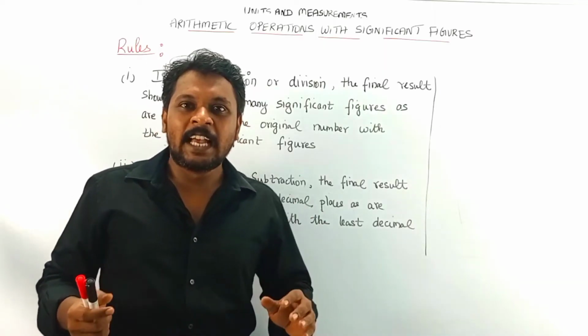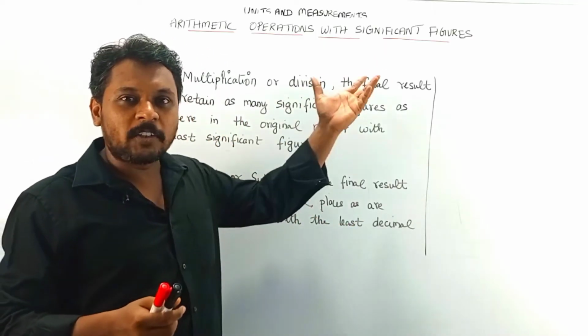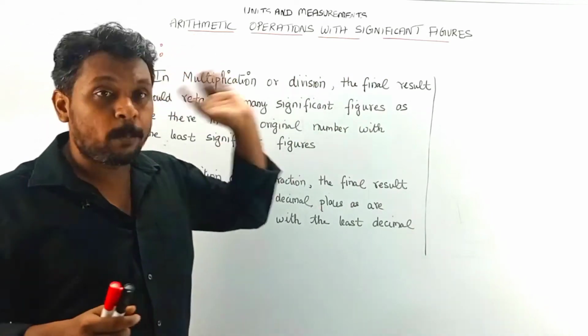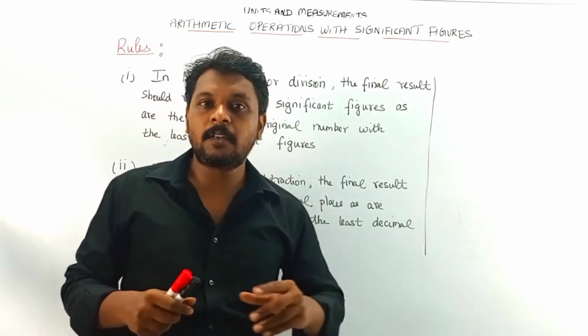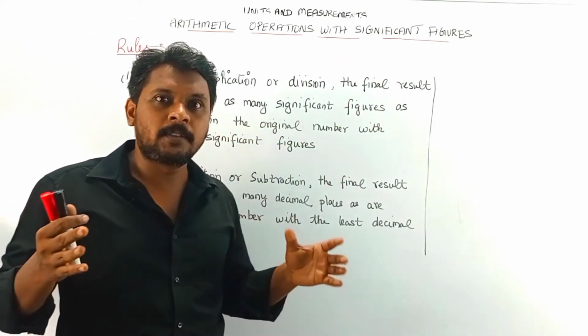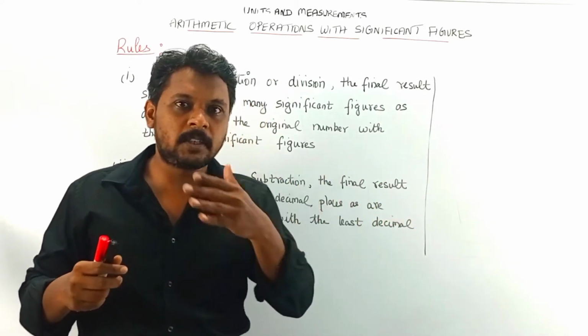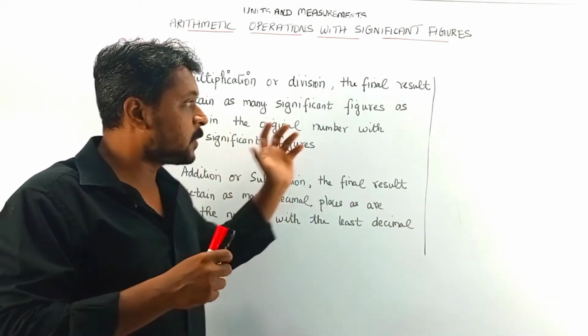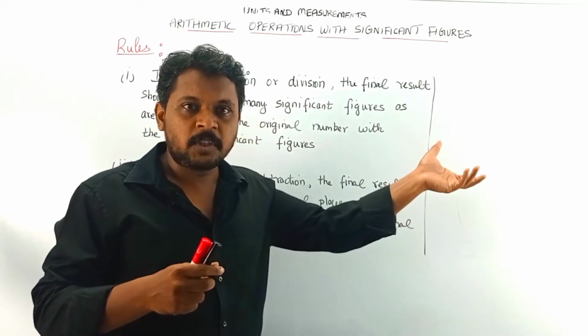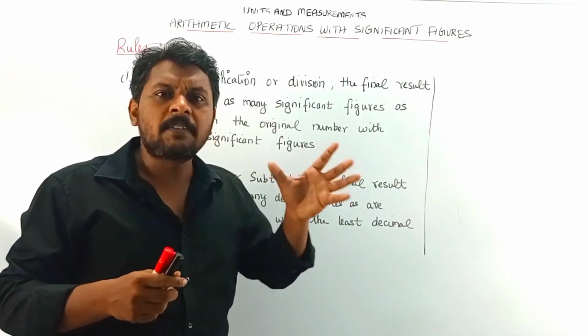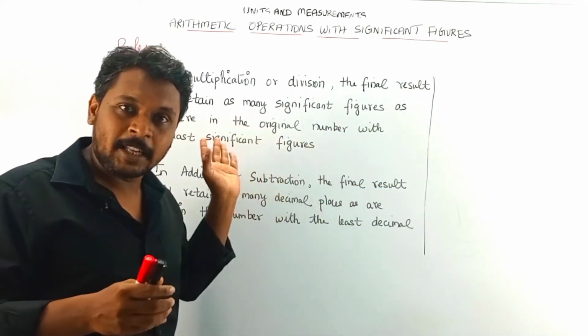Hello viewers. In this video, I will discuss the topic arithmetic operations with significant figures. We have arithmetic operations like addition, subtraction, multiplication, and division. So how do I represent the result of these operations with significant figures? I have certain rules to be followed for the various arithmetic operations.